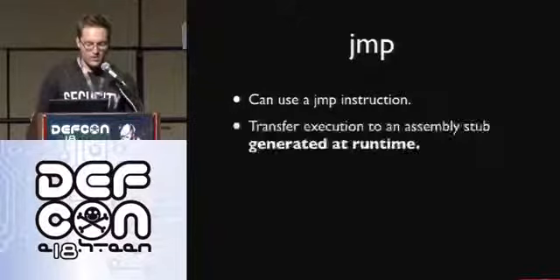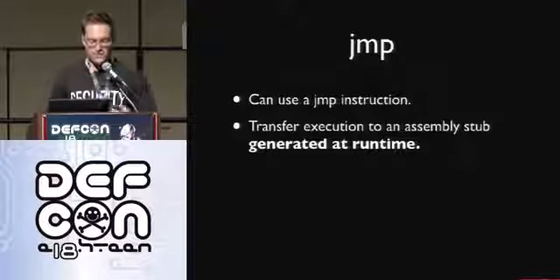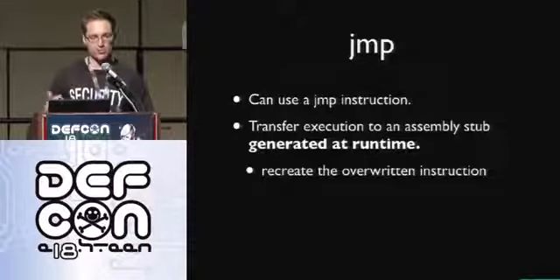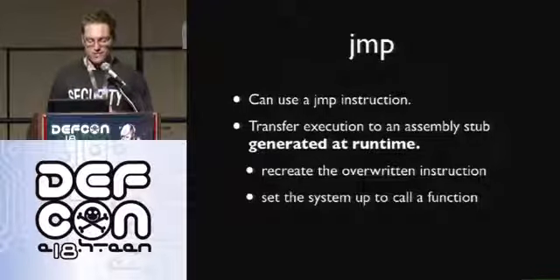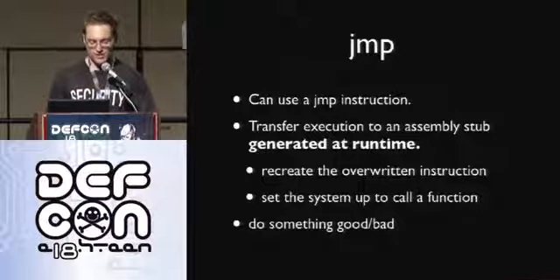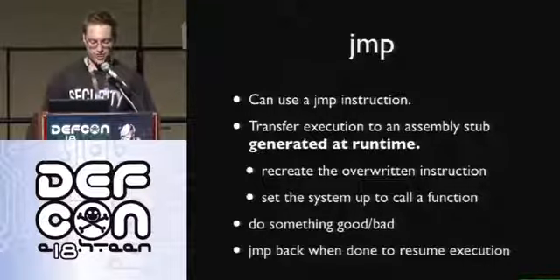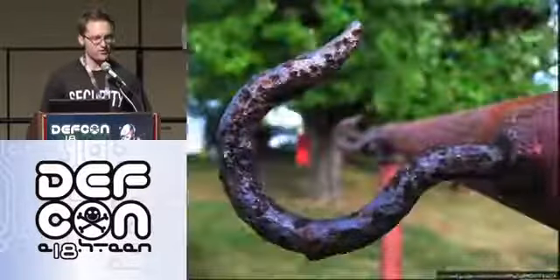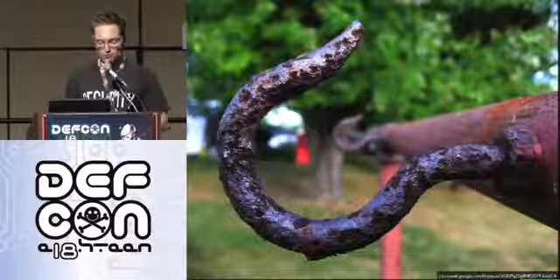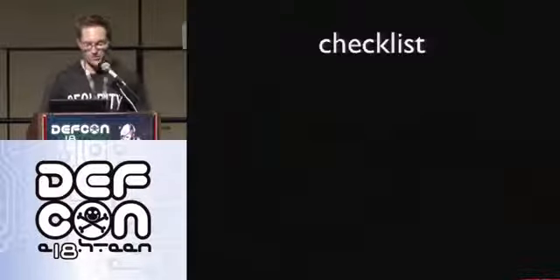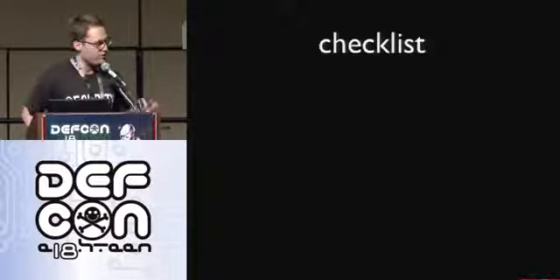We can insert a jump instruction, transfer execution to an assembly stub that we generate at runtime, and then recreate the instruction we just overwrote, set the system up to call a function, and then do whatever we're going to do, whether it's good or bad or whatever, and then jump back and resume execution as if nothing happened. And this is sort of like the crusty third hook that you need to pull this off. So there's a checklist of things we need to do.